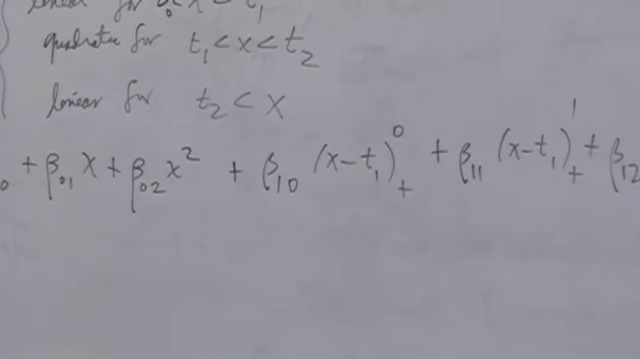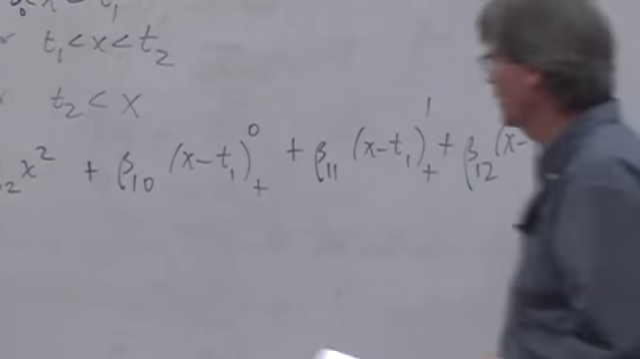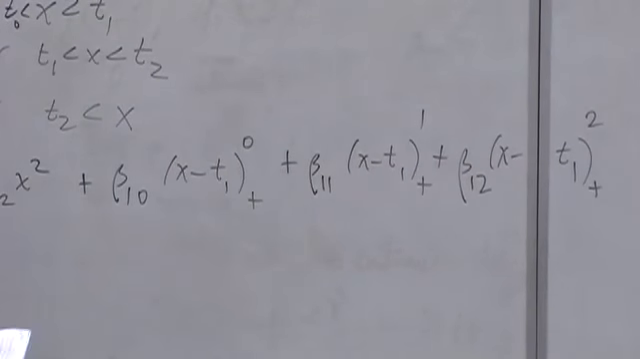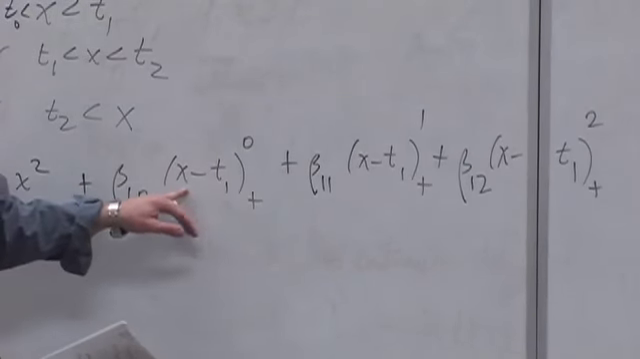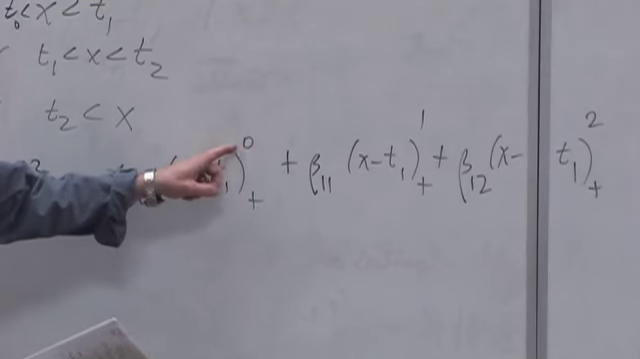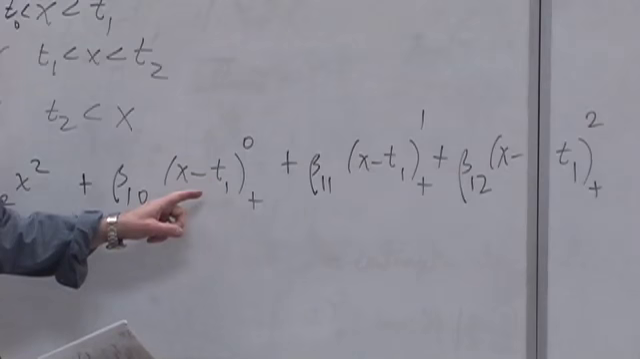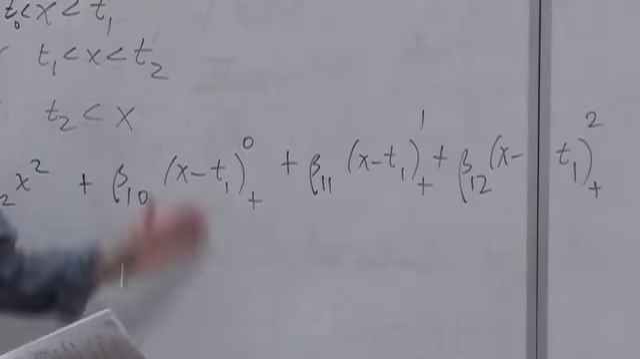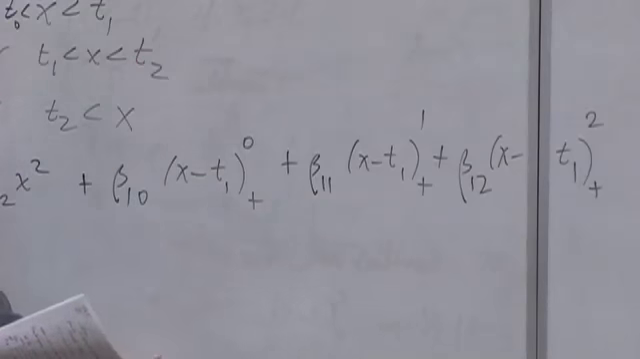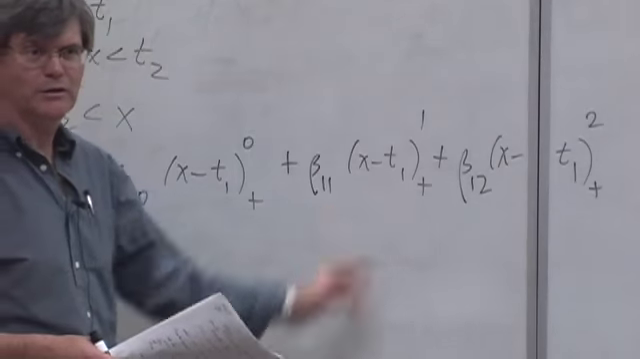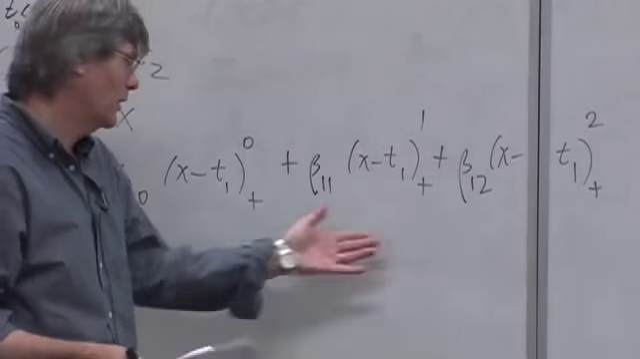Okay. Also, you can introduce these as regressors. You can introduce 1 as a regressor, x as a regressor, x squared as a regressor. You can also look at the positive part of x minus t1 to the 0th power, which would be, let's see, if x is bigger than t1, you get 1. If x is less than t1, you get 0. So it's 1s and 0s in the column, just like the Heaviside function. Okay? And then powers here of x minus t1, if x is bigger than t1, and 0 if not.